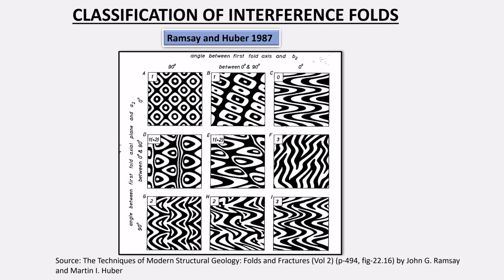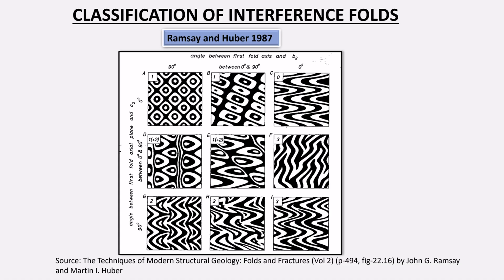Now let's see the classification of interference folds. It was given by Ramsey and Huber in 1987. They considered that there are two generations of folds that merged to give this superimposed fold. To classify this type of fold, they take two parameters: the angle between the fold axis of the first generation fold and the fold axis of the second generation fold, and the angle between the first generation fold axial plane and the deflection direction of the second generation fold. Both angles range between 0 degrees and 90 degrees.